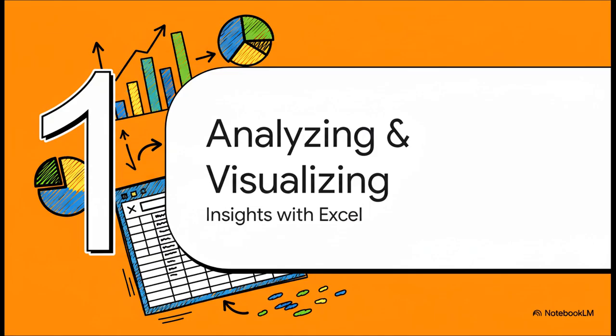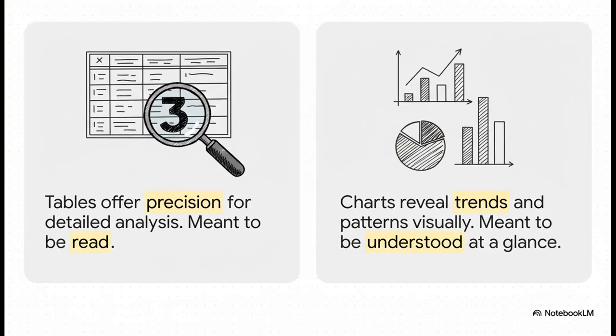This is where we get our hands dirty, so to speak, jumping into Excel to find the story that's hiding in plain sight, right there in the numbers. So, one of the first decisions you have to make is table or chart, and they serve totally different purposes. Think of it this way. Tables are for the details. They're meant to be read when someone needs the exact, precise numbers. But charts, they're meant to be understood in a split second. They show you the trends, the patterns, the big picture, all at a glance.